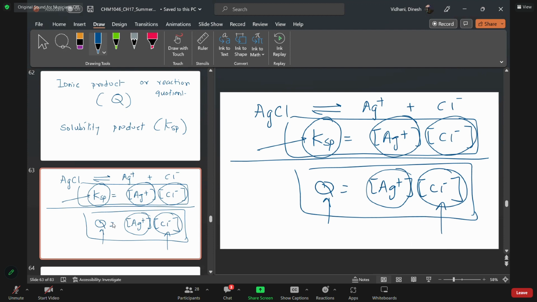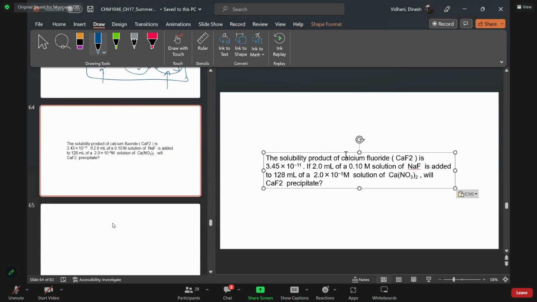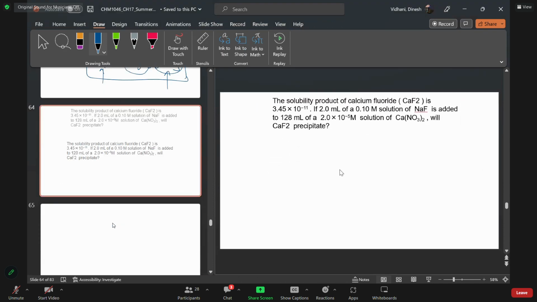So suppose, let me put it here. And guys, these kinds of problems are absolutely important, so you should know about that. Okay. So here you are given a sparingly soluble salt, which is calcium fluoride. You are given KSP, right? And you are given sodium fluoride that you are adding from an outside source, right? Now we want to know whether you are going to see the precipitates of calcium fluoride coming out. How would we determine that?